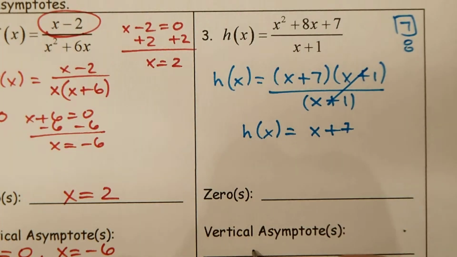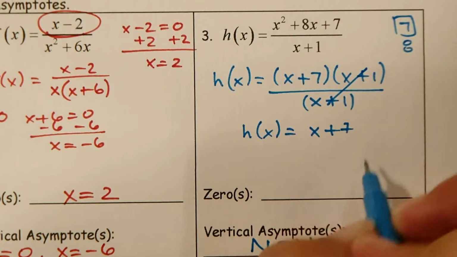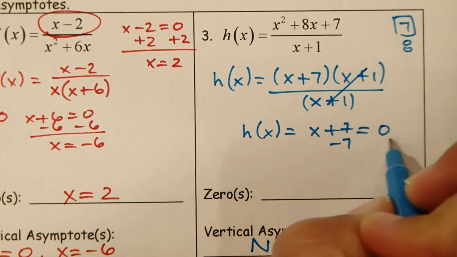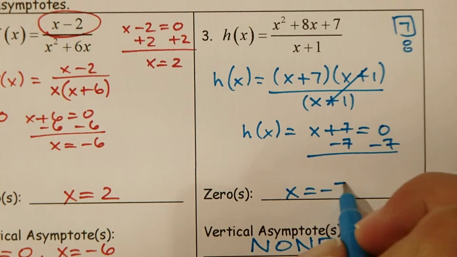So there are going to be no vertical asymptotes. The 0 will occur where the function equals 0. So we set this equal to 0, subtract 7, subtract 7. So that's going to occur at x equals negative 7.